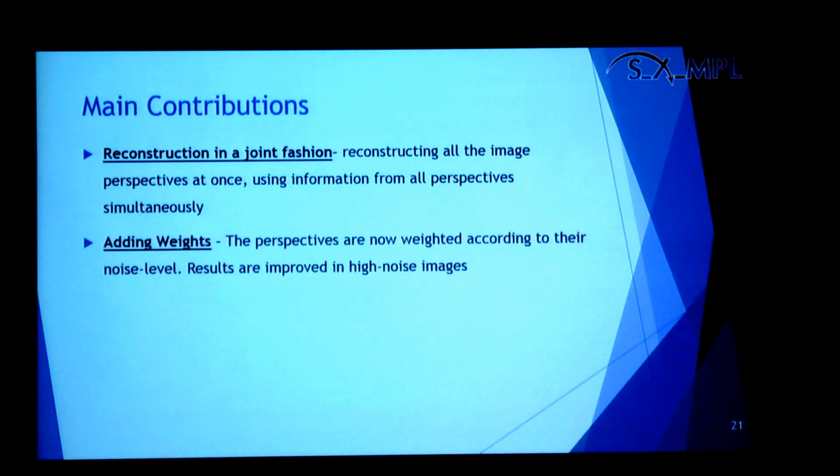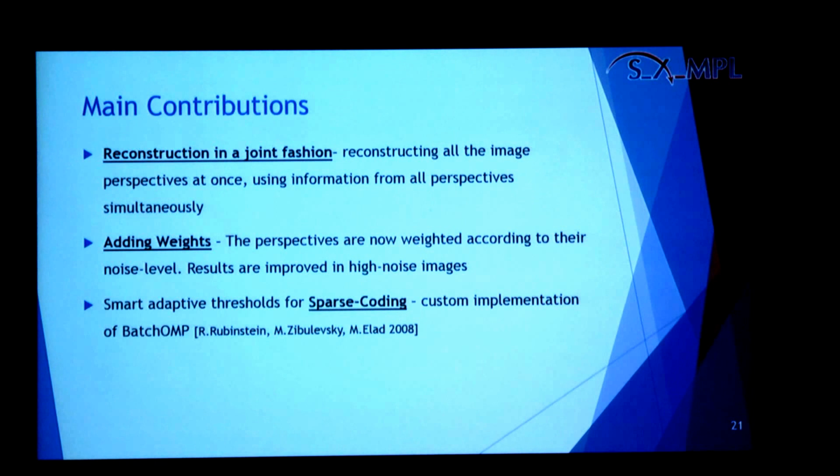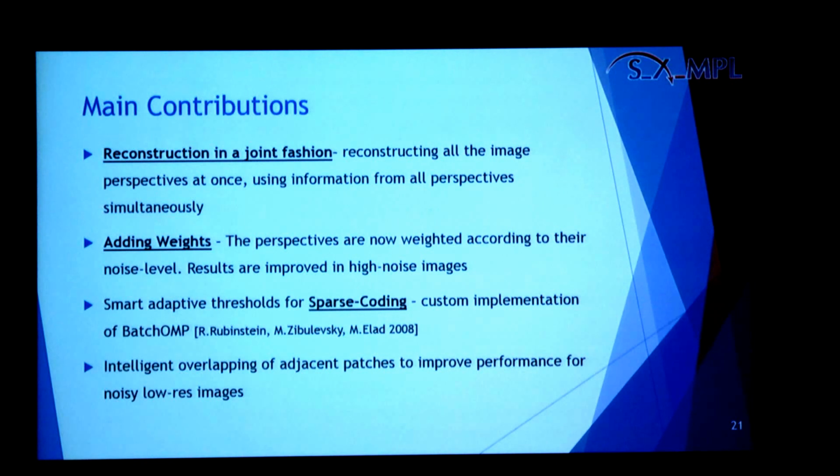Okay, so to conclude, our main contributions in this work: the reconstruction in a joint fashion using a weighted approach really helped us to take into account a lot of noise in the images. We use very smart adaptive thresholds for sparse coding, and they're fast, thanks to batch OMP, shown by Rubinstein et al. And eventually, we have intelligent overlaps of each patch. We choose the representation of the vectors YL and YH in an intelligent manner, so we can improve performance for very noisy, low-res images.